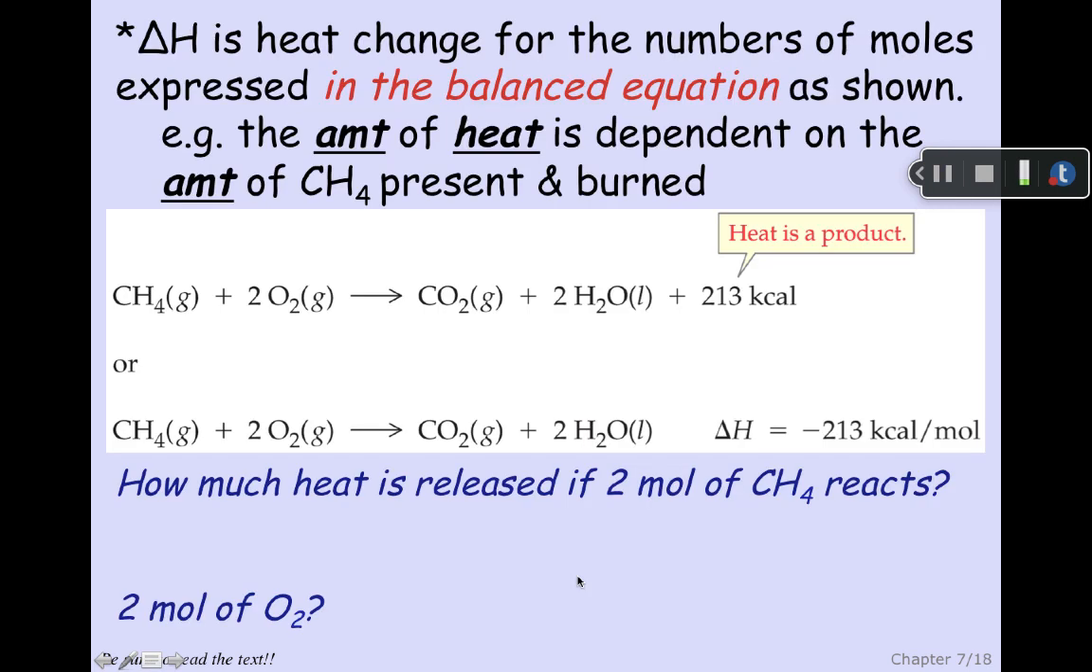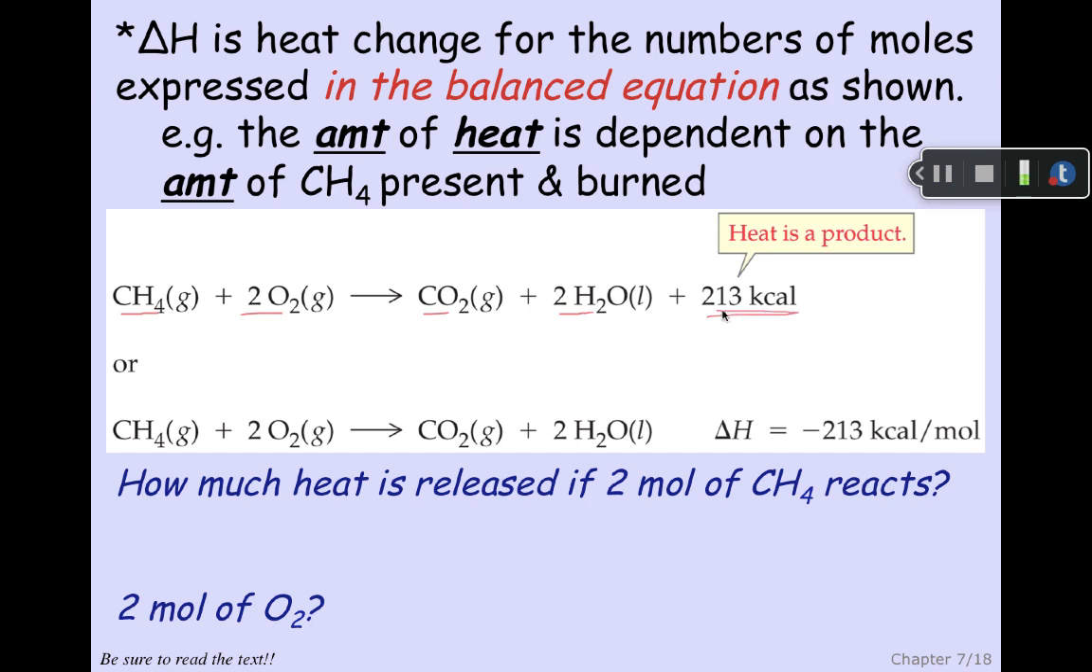Here's another example of how we'll use that delta H in these equations. Delta H is a heat change for numbers of moles expressed as shown in a balanced equation. The amount of heat is therefore obviously going to be dependent on the amount of a reactant present, and in this case methane, that is burned. The amount of heat released depends on how much methane is used. And so we think in terms of moles, which we kind of haven't talked about for a little while. And so in this case, you have 1 mole of methane reacting with 2 moles of oxygen to make a mole of CO2 and 2 moles of water.